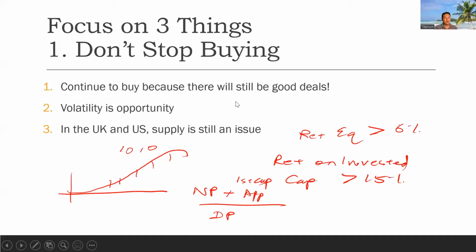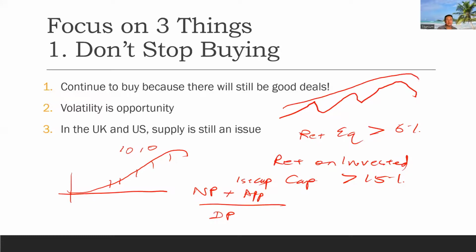Go for it. The other thing about this is that volatility is an opportunity, right? Unlike stock markets, which go up, go up, go down, go up, as we all know, and come down again, property is quite smooth. It just goes this way. Any kind of dip is great.